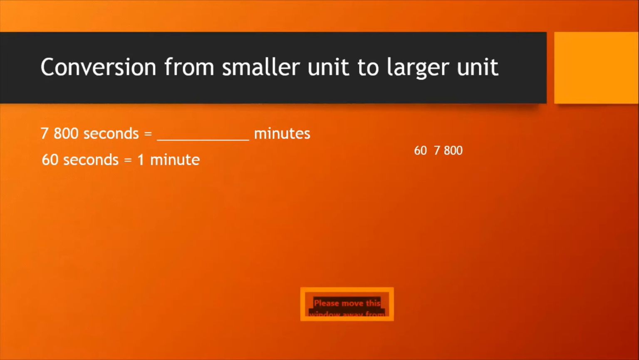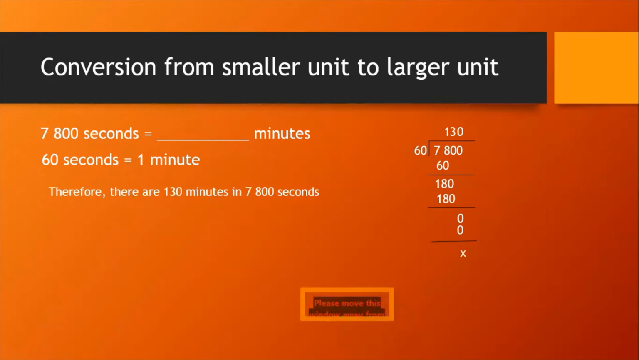So 78 divided by 60, we have 1. 1 times 60 is 60. 78 minus 60 is 18. Bring down 0 to make it 180. 180 divided by 60 is 3. 3 times 60 is 180. 180 minus 180 is 0, but we still have another 0 to bring down. 0 divided by 60 is 0, 0 times 60 is 0, and 0 minus 0 is 0. Therefore, there are 130 minutes in 7,800 seconds.